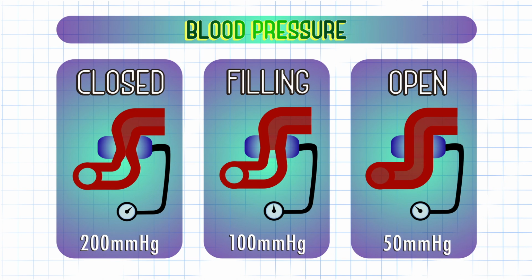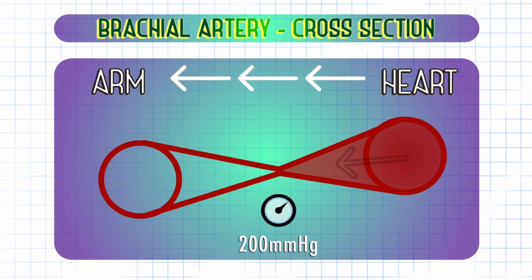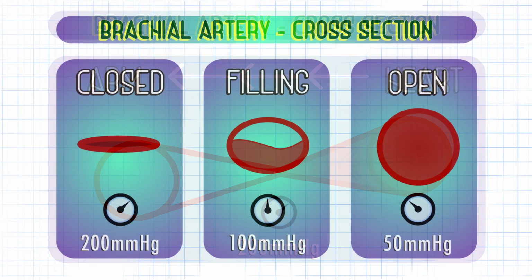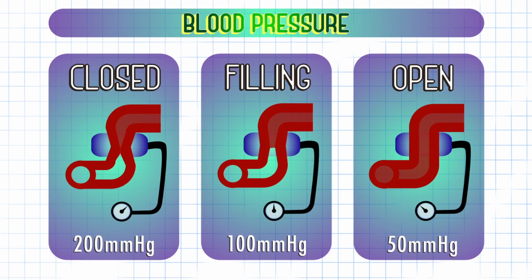In the first stage of measuring blood pressure, the blood pressure cuff is placed around the patient's arm. The pressure is increased to a point where the brachial artery is actually closed off. Next, the pressure will be slowly decreased to allow blood to start filling the artery.